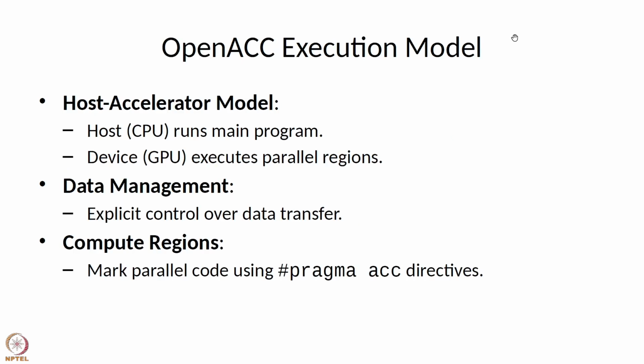So what is essentially the OpenACC execution model? You have the host-accelerator model: the host CPU runs the main program, and you have another device which executes the parallel regions. These essentially are GPUs, but could also be only CPUs if you're on a multi-core CPU machine. You can have explicit data management control of transferring data between the CPUs and the GPUs, or the hosts and devices. You essentially mark the compute regions using a pragma acc directive. And those marked regions will now run in parallel.